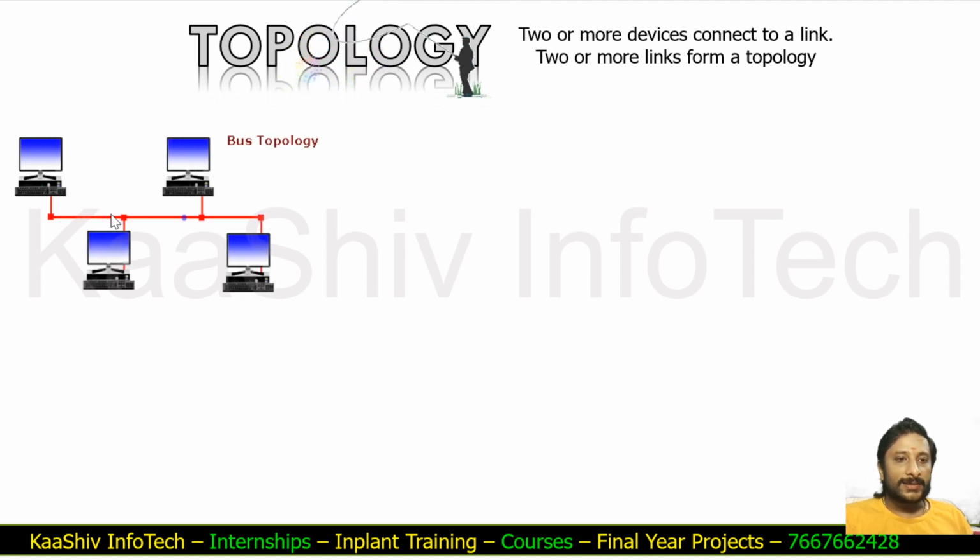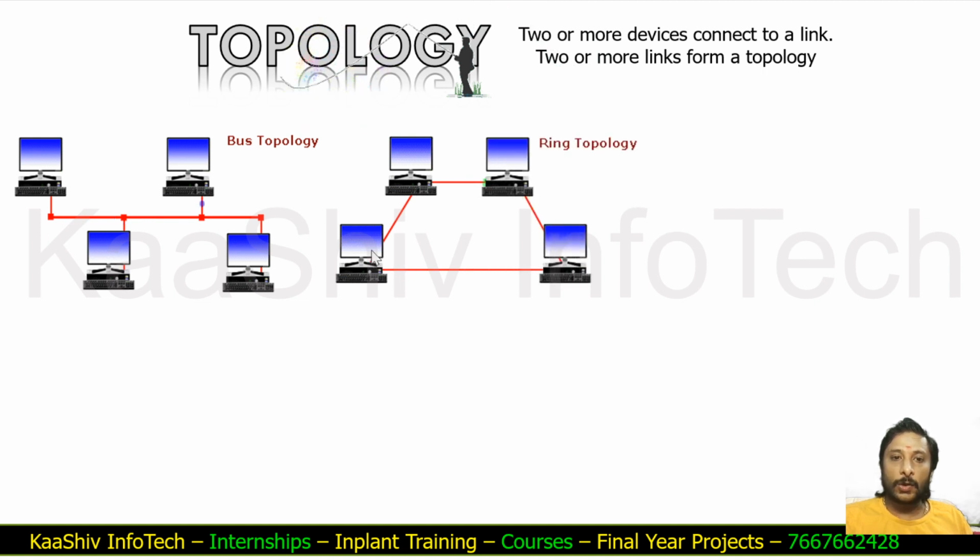So this is how there is a link and multiple computers are connected, and the data is moving on. This is called a bus topology. Over here we got a closed connection, a ring, a closed loop, that is called a ring topology.